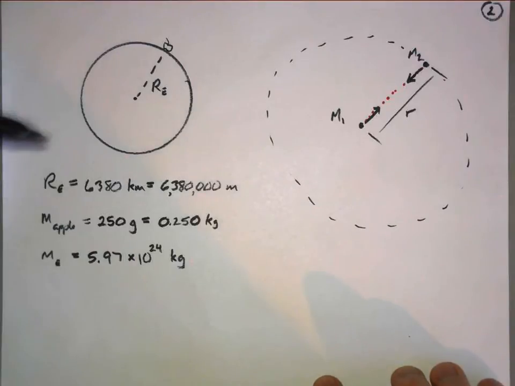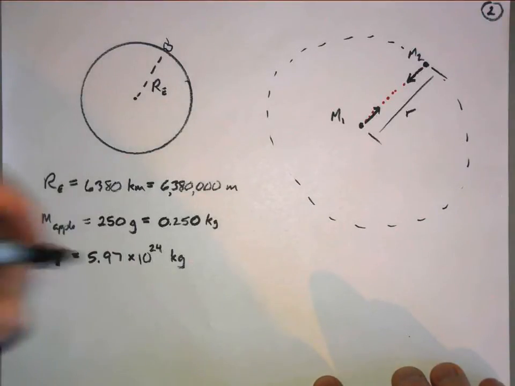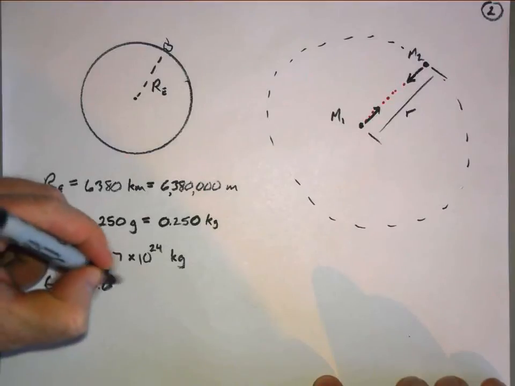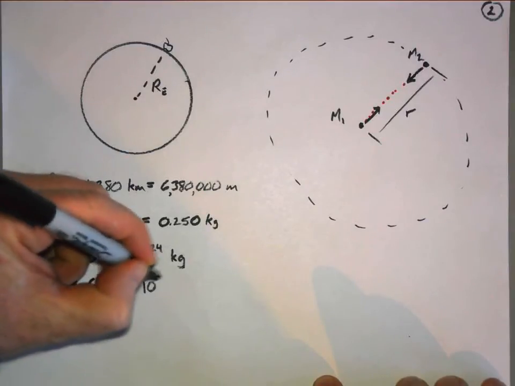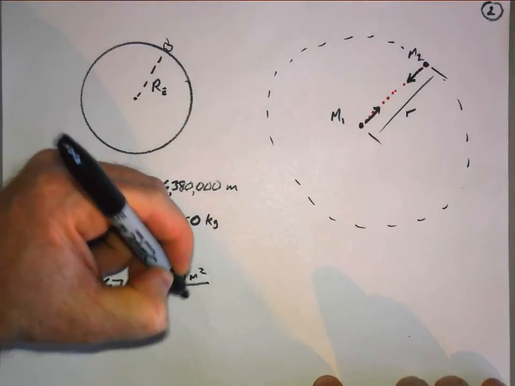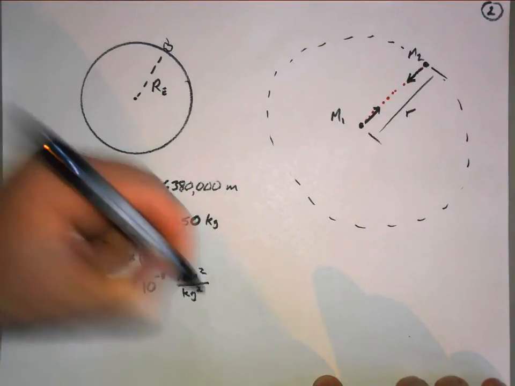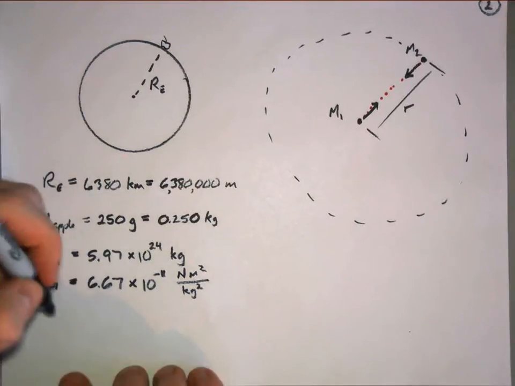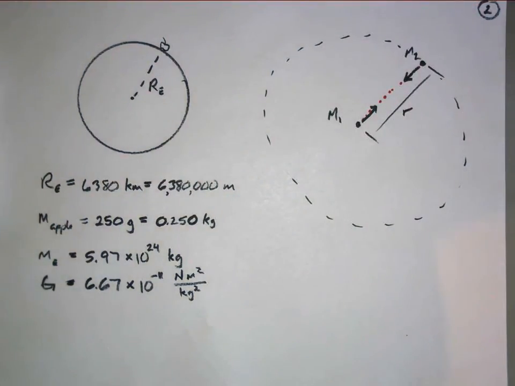So let's get back to our problem about the apple on Earth's surface. What is the force of attraction that's occurring here? So the last thing we have is this value for G, right? 6.67 times 10 to the negative 11 Newton meter squared per kilogram squared. So we can set up the equation. You know what? I'm going to start this on a new sheet of paper, so I've got more room here.